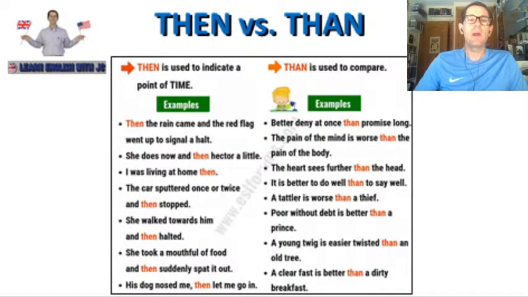Next one. The heart sees farther than the head. It's a good one. Next one. It is better to do well than to say well. I agree. Okay. Next one.